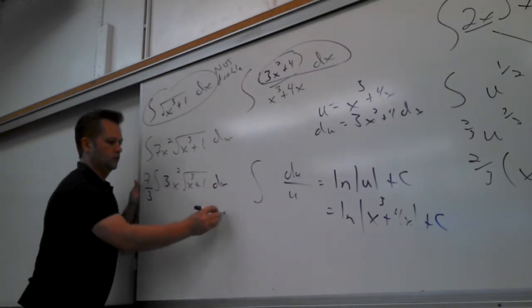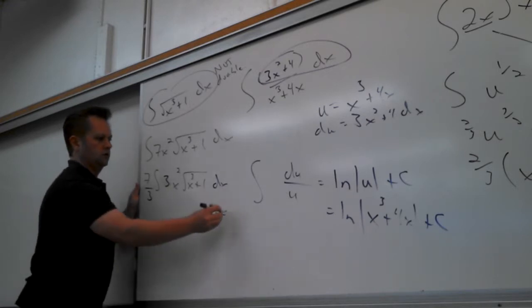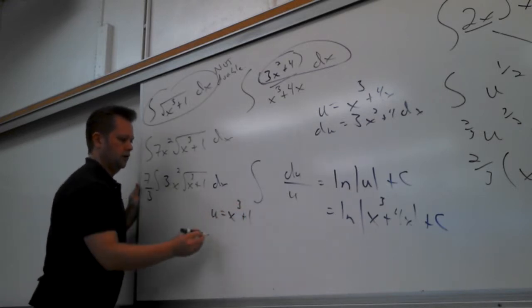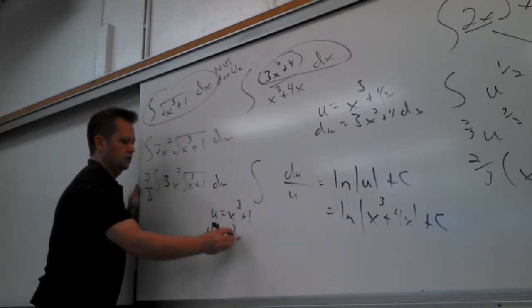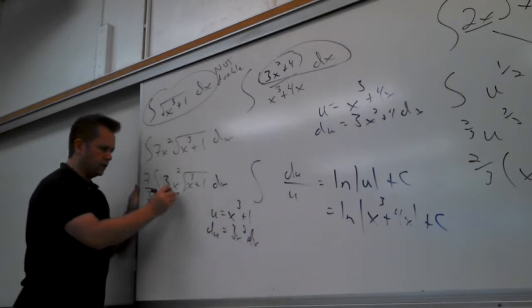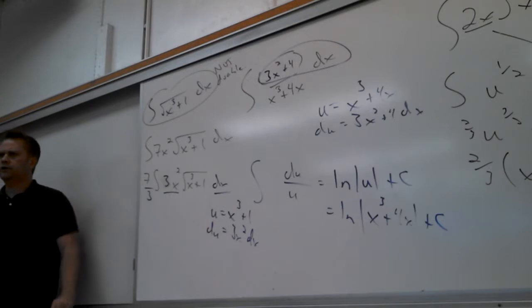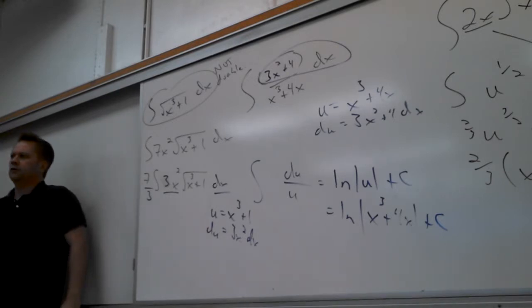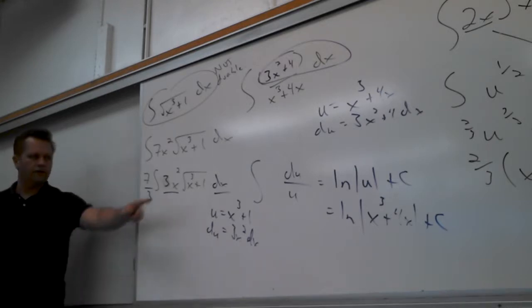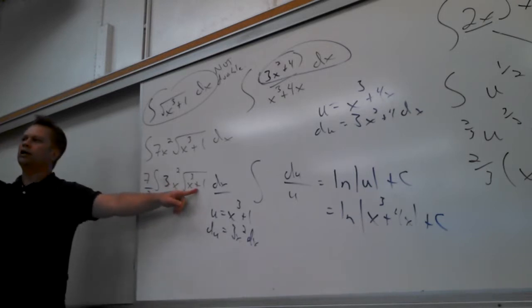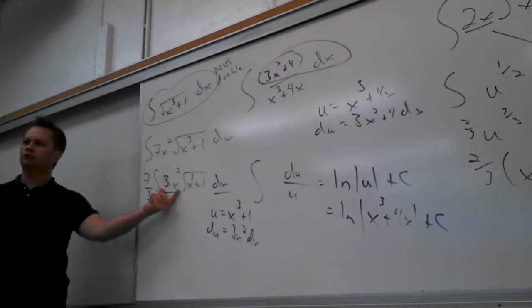So what's u? X cubed plus 1. And so du is? 3x squared dx. And I made 3x squared dx show up. All right, let me stop there for a second. So I have an inside function. I know I'm trying to undo derivatives, so I have to have its chain rule piece with it.